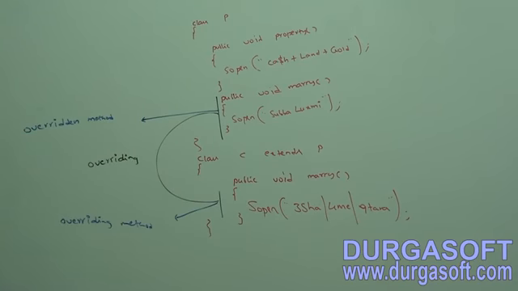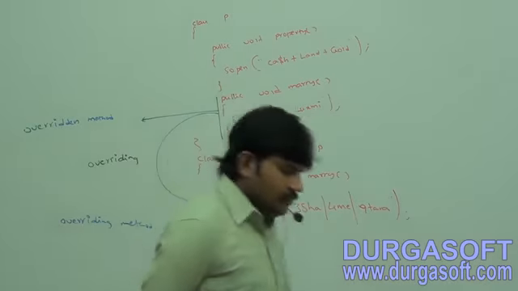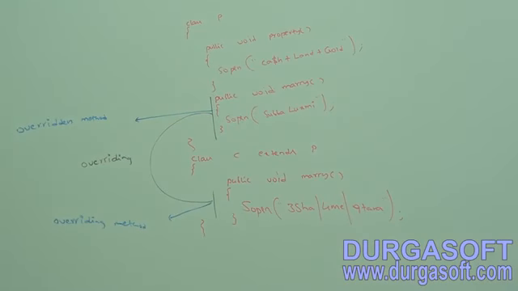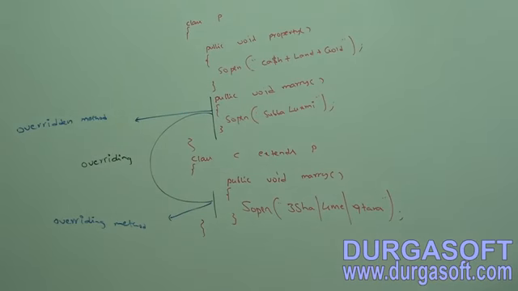So take this example clearly, and the comments also. Class P, public void property, SOP of cash, land, gold. Completed, I hope. Next, public void marry, SOP of Subbalakshmi. Any name you can keep, need not be Subbalakshmi always.